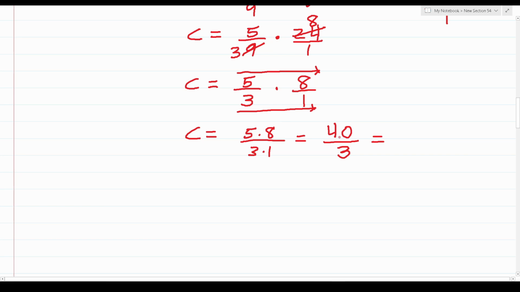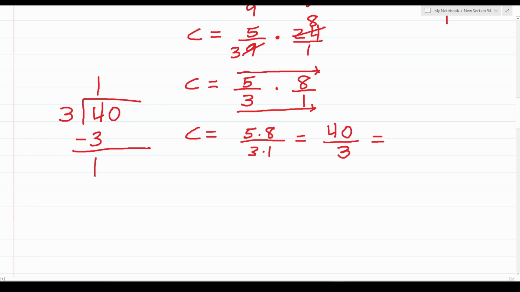So I'm going to regard this as long division, and I'm going to read this as 40 divided by 3. All right, so we start by asking ourselves here, how many times does 3 go into 4? That's 1 time. 1 times 3 is 3.